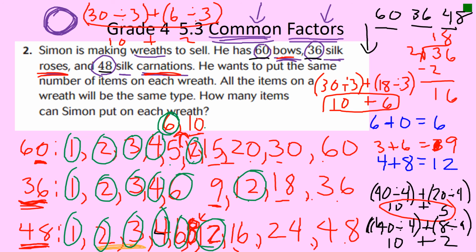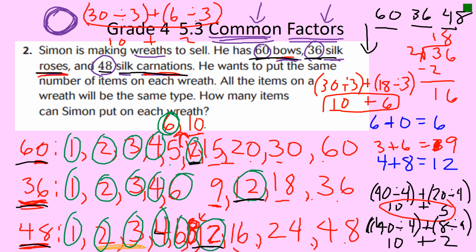So the factors they have in common are circled, and that's how many items Simon can put on a wreath. For example, if he wants to make a wreath, now that's the 36 of silk roses, he can put 12 silk roses on one wreath, 12 silk carnations on a wreath, or 12 bows on a wreath. Okay, all of those numbers are factors. I mean, 12 is a factor of all of those numbers. 12 is a factor of 60, of 36, and of 48.